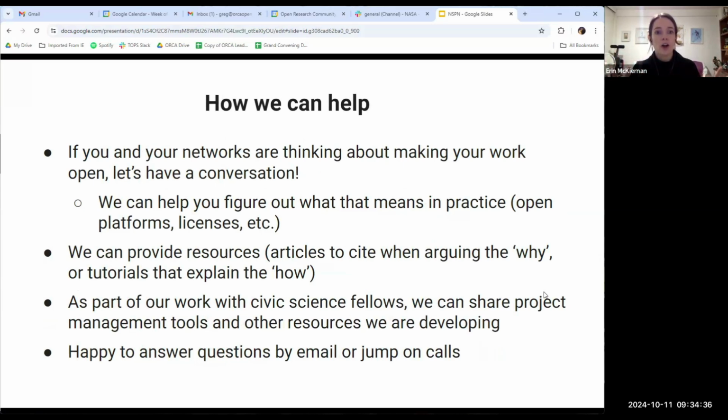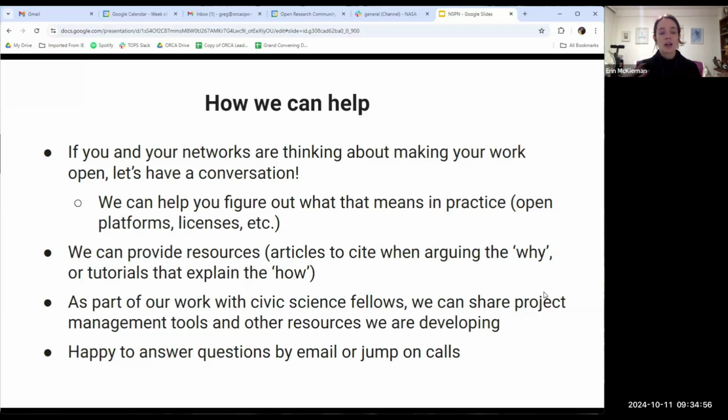We are happy to jump on a call anytime to talk open science. If you have questions about what this means for you, what this means in practice, different platforms you can share through, different licenses you can use to make your work open and reusable, we're happy to have any and all of those conversations. We can also provide some resources.